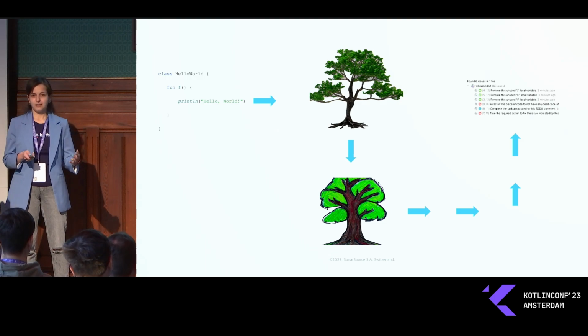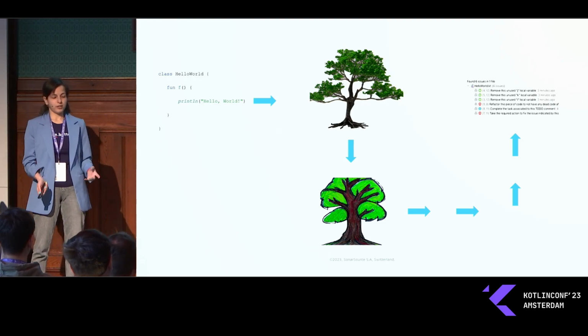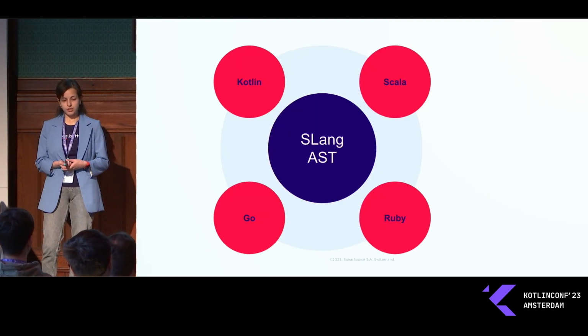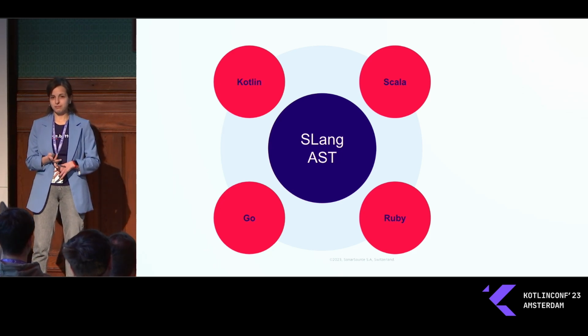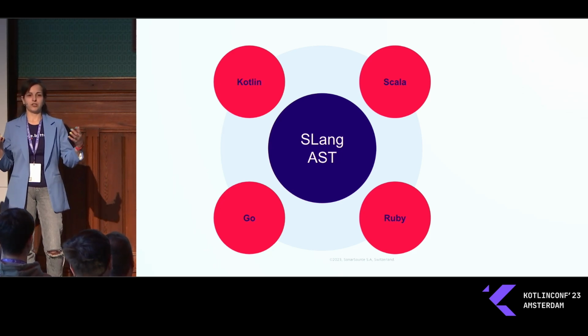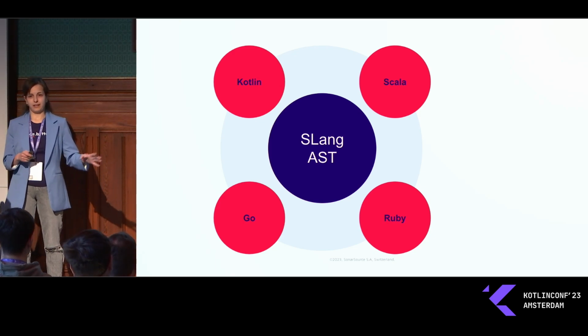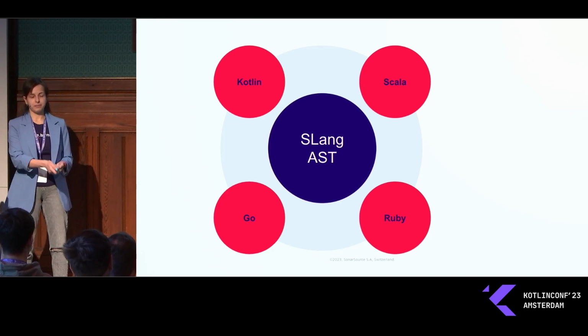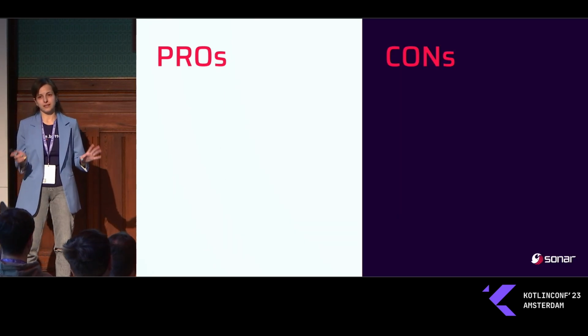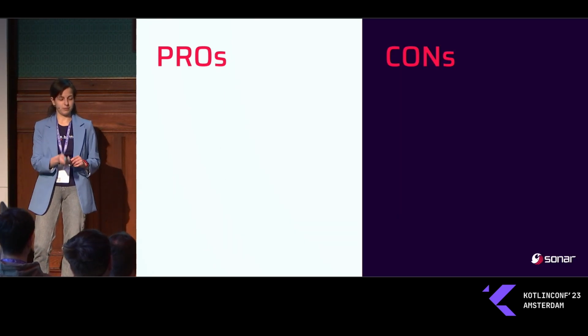Thankfully, this approach was working only for a couple of languages, like Kotlin, Scala, Go, and Ruby. For flagship languages like Java, C#, C++, we still had their own analyzers, and they were not touched. But what was the problem with Slang? Let's first discuss the pros and cons, and then we'll talk about the problems.